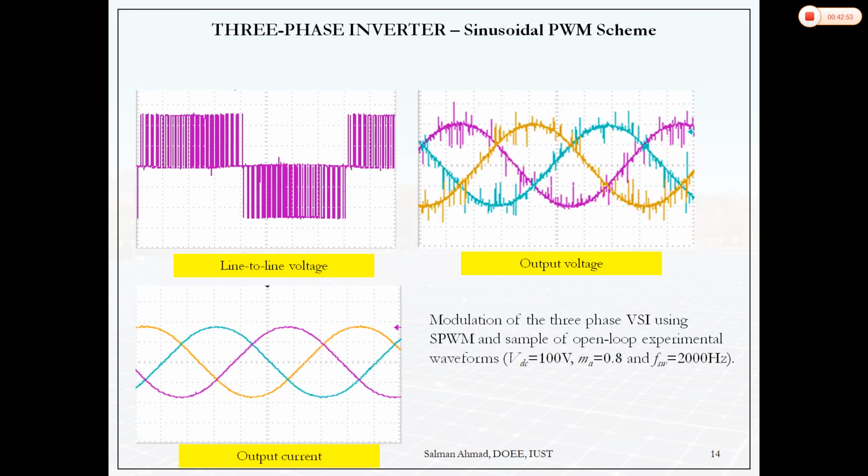These are some of the hardware results. You can see the line to line voltages coming like this, and the output voltage looks like a more sinusoidal waveform. The output current is also more sinusoidal. Here the switching frequency is considered to be 20 kilohertz. The higher the switching frequency you take, the better the output waveform you will get, but you will have more switching losses in that case.